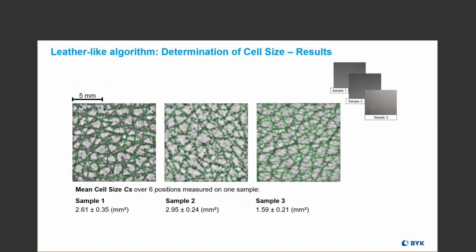So here we have the mean cell size measured for the 3 leather-like samples we saw before. And we see the watershed segmentation in each of these images. And we can see from both the images and the numbers that sample 2 has the largest average cell size, while sample 3 has the smallest.